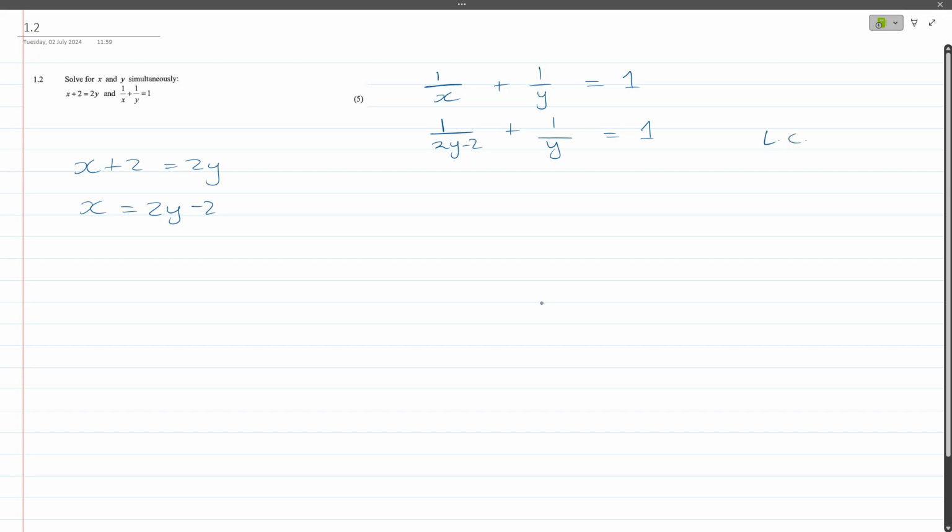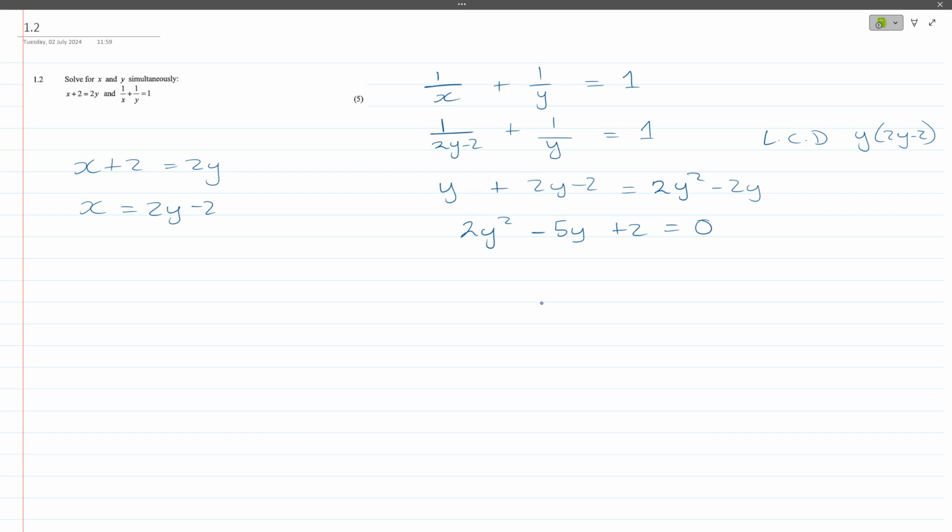So our lowest common denominator is y times 2y minus 2, like that. So multiplying this by that value, we get y. Over here, we get 2y minus 2. But over here, we get the product of y and 2y minus 2, which would be 2y squared minus 2y. If we organize this all on one side, we're going to have 2y squared minus 5y plus 2 is equal to 0. So this is after collecting all our like terms.